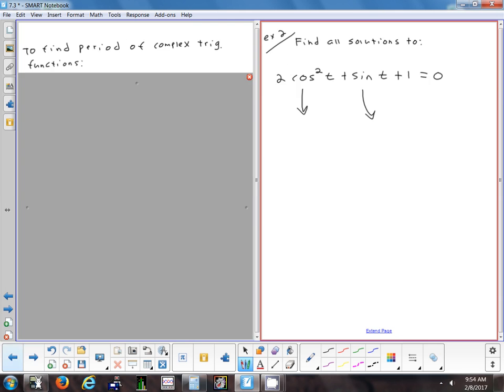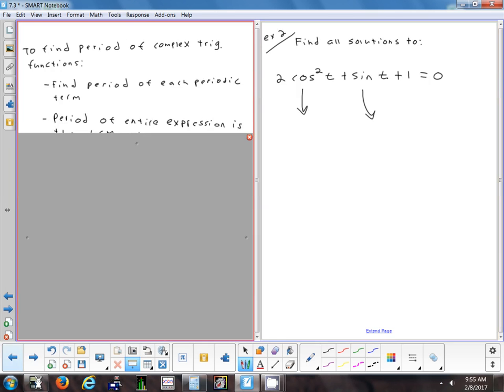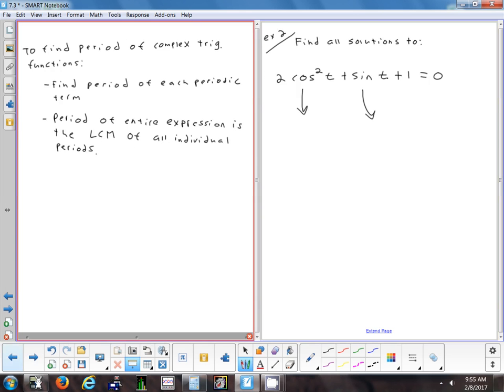To find the period of that entire equation, what do you think you have to start by doing? Yeah, finding the period of the individual periodic terms. You don't have to find the period of the 1, that's not a periodic term, just a number. But cosine squared and sine are both periodic. So we're going to start by finding the period of each term, and then the period of the entire thing is the LCM, the least common multiple of all the individual periods.